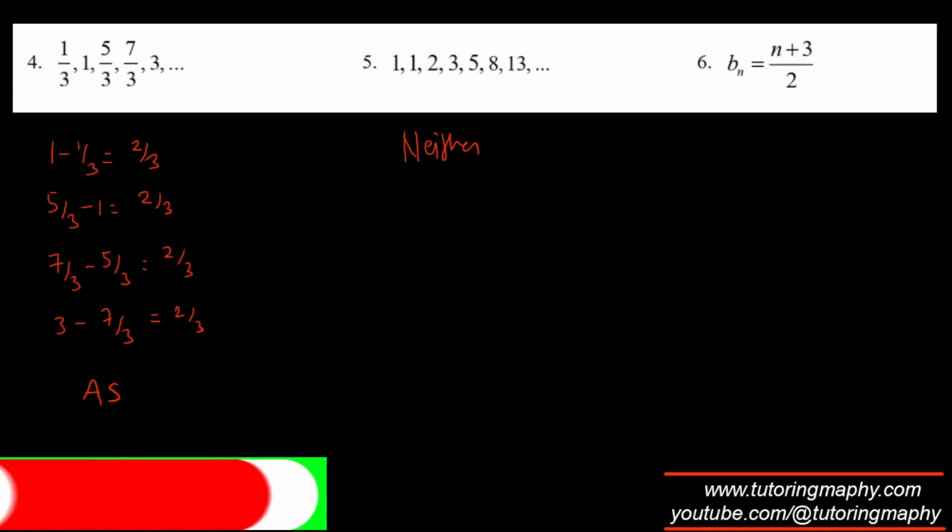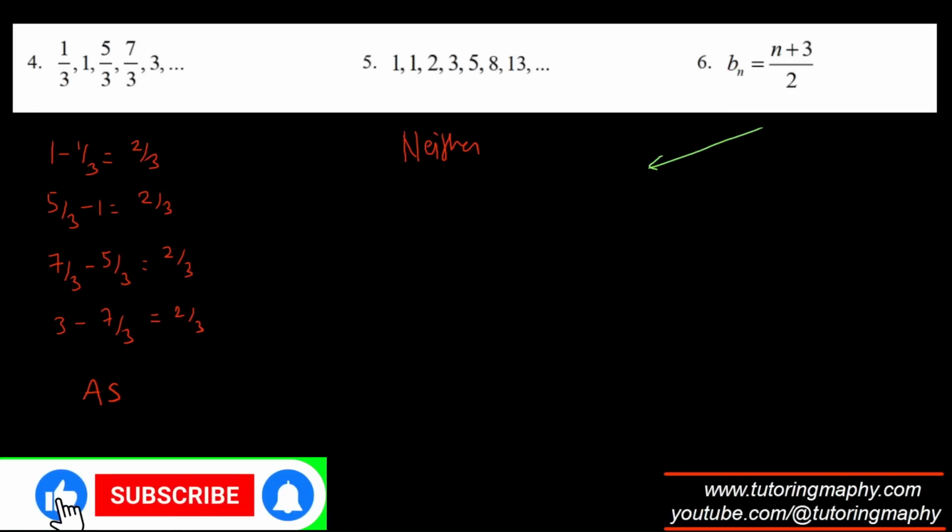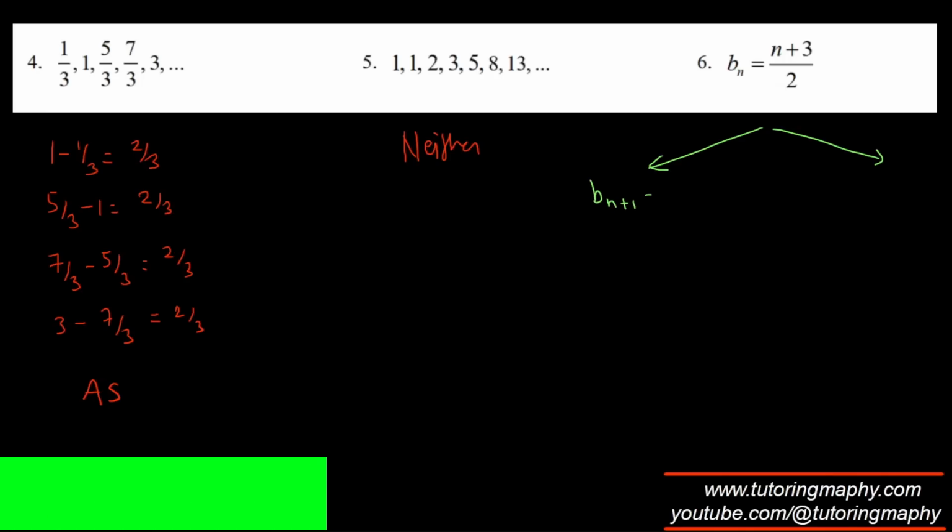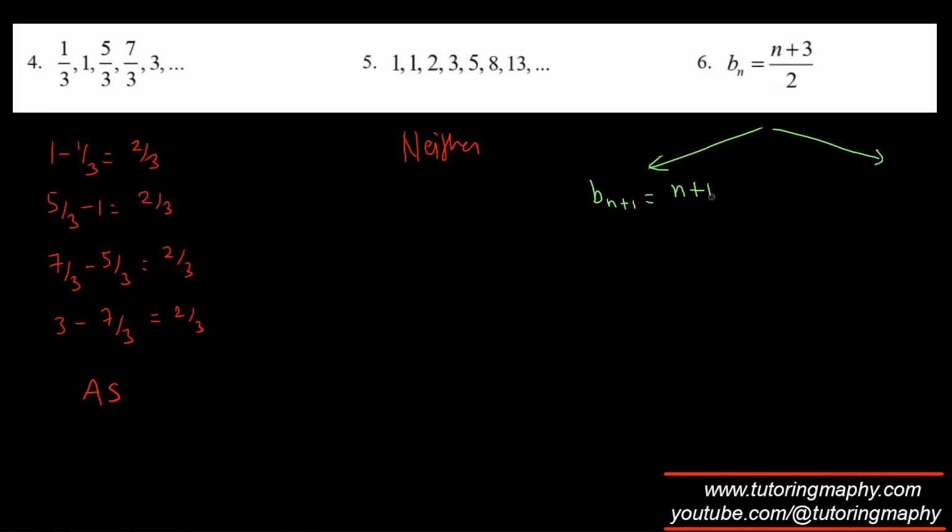This one is interesting. Question 6 has two ways to do it. For bn, either you can find bn plus 1, which is the immediate next term, by replacing n with n plus 1. So it is n plus 1 plus 3 over 2, which can be written as n plus 4 over 2. And probably you can try to find a difference. It feels like the difference will be the same.